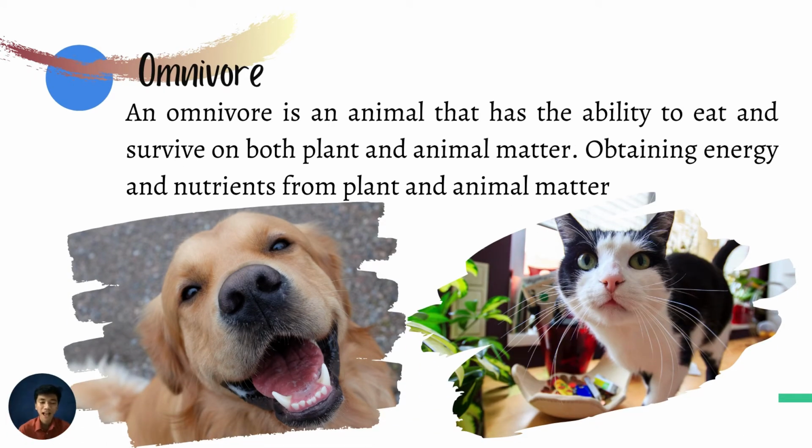Omnivore. An omnivore is an animal that has the ability to eat and survive on both plant and animal matter, obtaining energy and nutrients from both. Examples of which are dogs and cats, our pets in our house. How about humans? Can we classify humans as omnivores? Yes, because we eat both meat and plants.